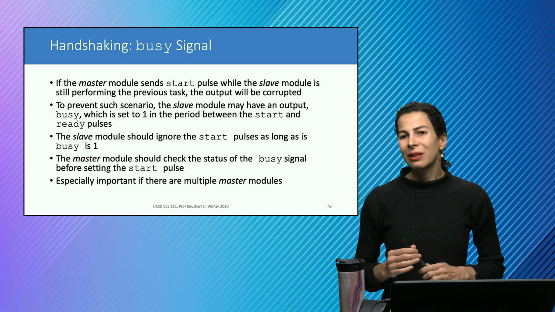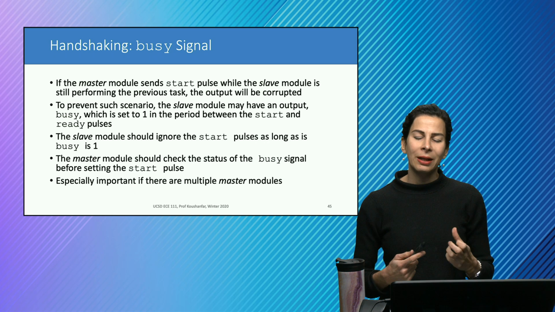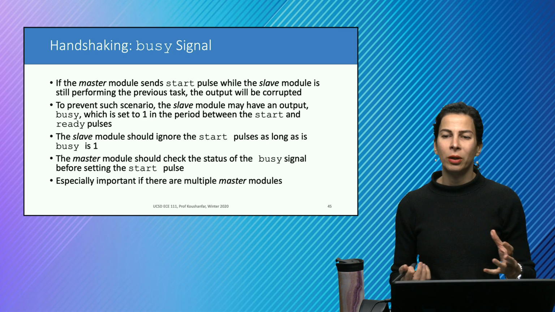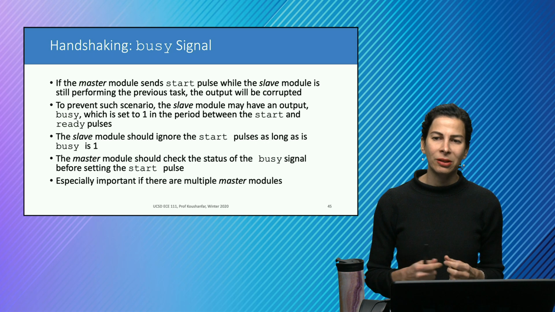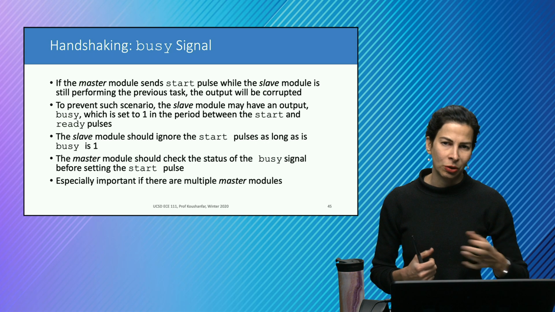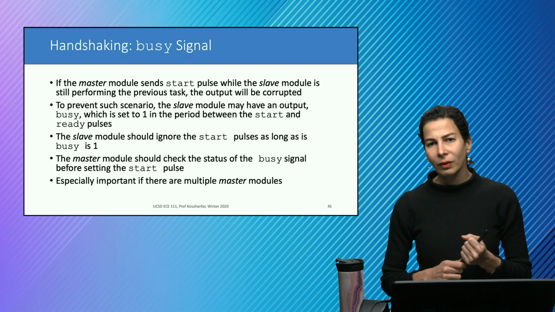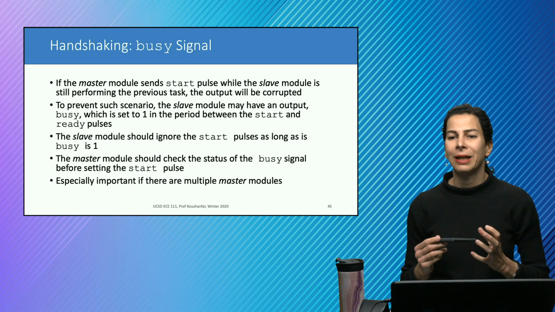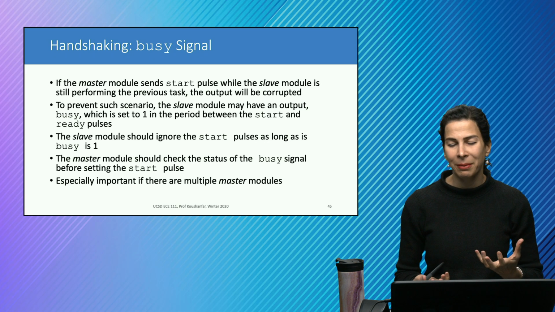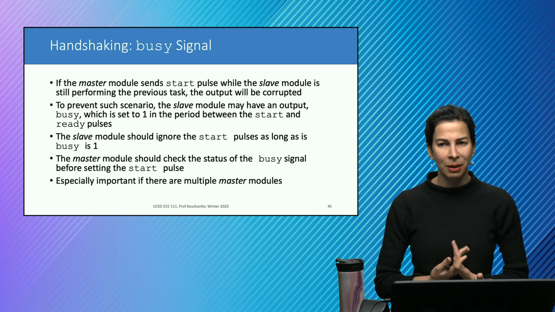There are other, slightly more complex scenarios for handshaking. For example, if you have a slave module that is being called by other masters, then it may be busy. We may not be able to use the hardware resources. And if we assert the start in the middle of a computation, even for the same master, it may mess up the computing.